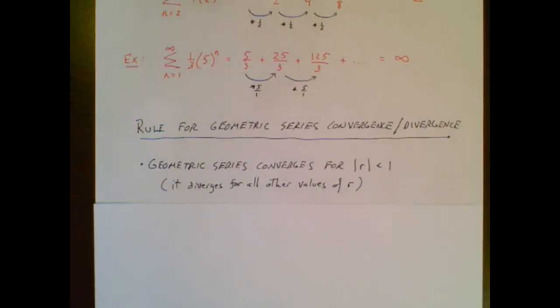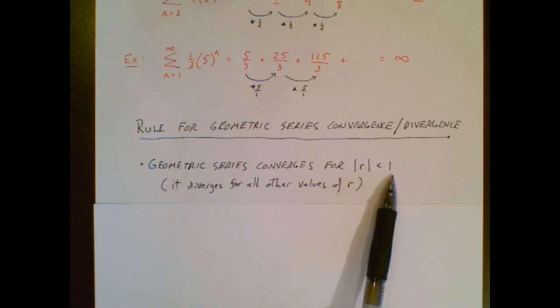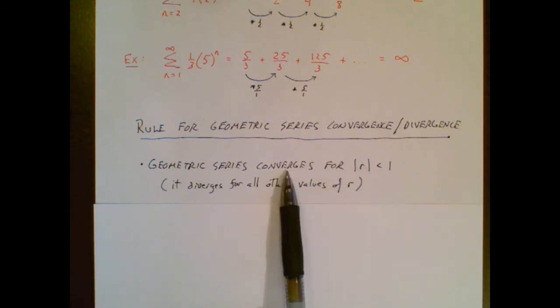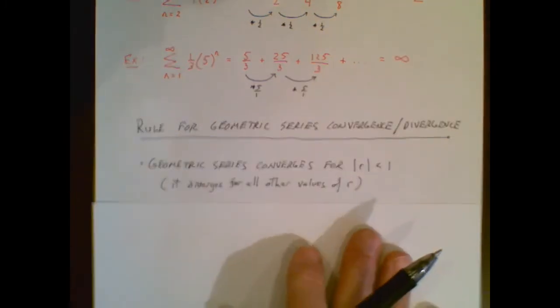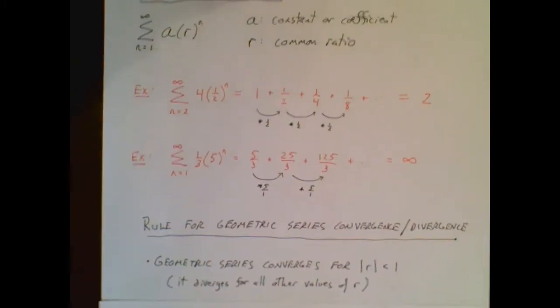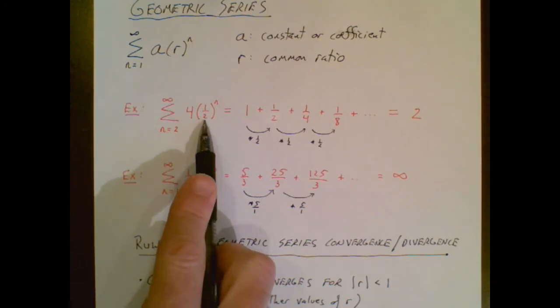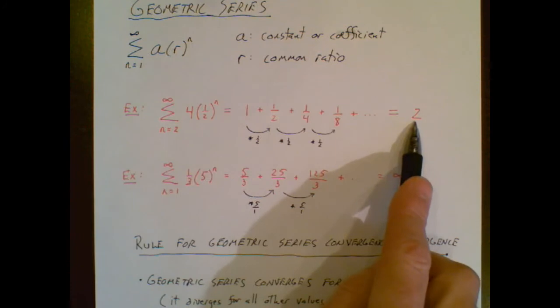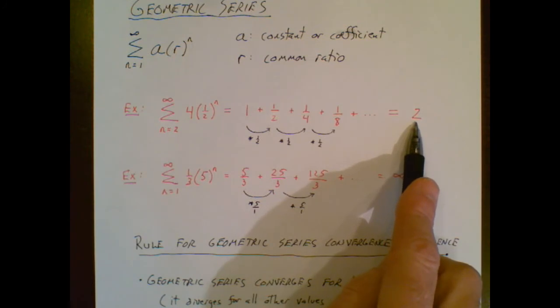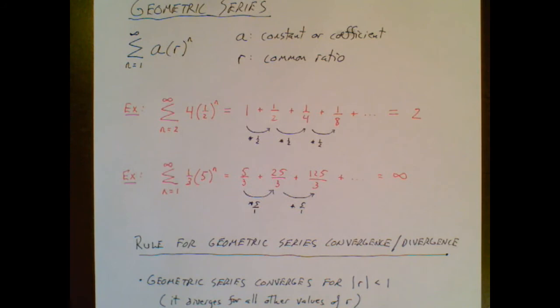It basically says this. Take a look at your common ratio. Is the absolute value of your common ratio less than 1? If it is, then you have a convergent series. If it's not, you've got a divergent series. It might take a little time to digest that, but it makes a lot of sense. Here's my common ratio. The absolute value of r is less than 1, because 1/2 is less than 1, and I have a convergent series because it converged on a specific number.